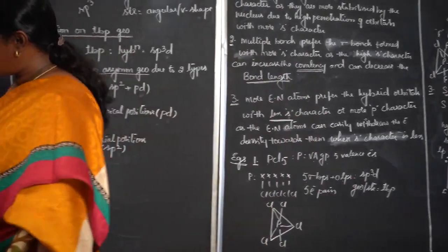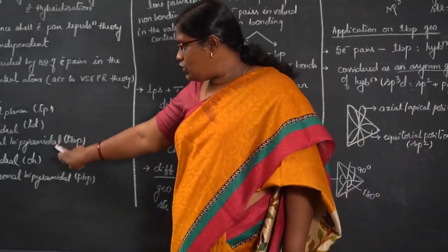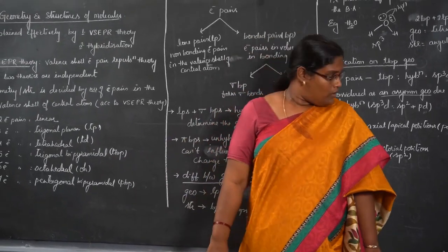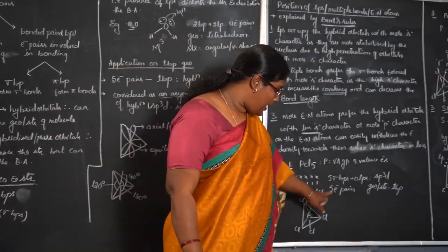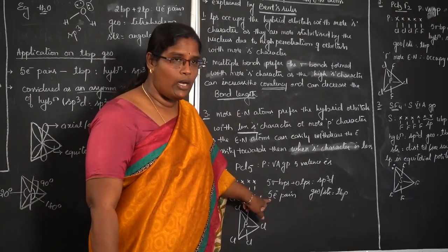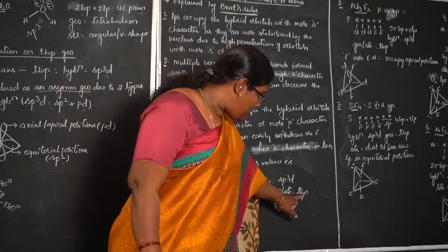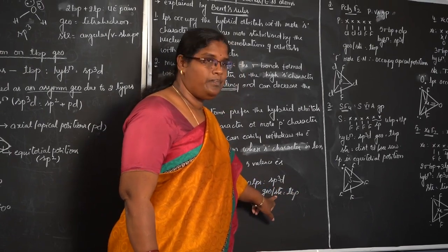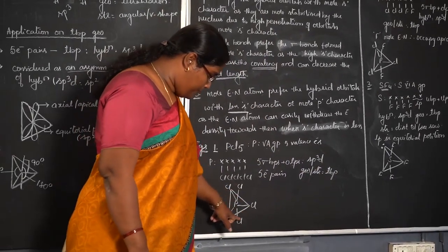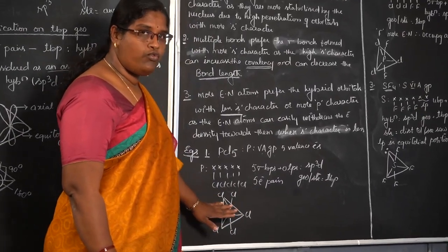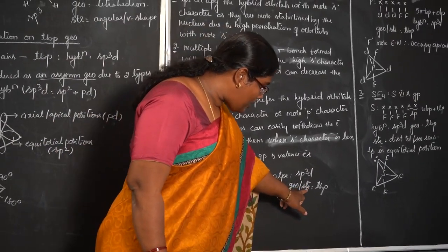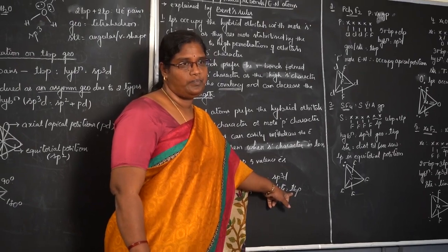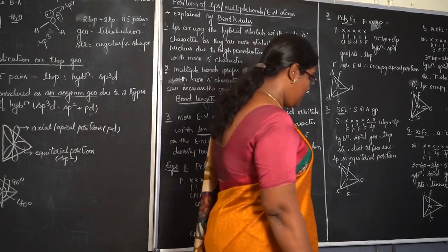And when the number of electron pairs is 5, the geometry will be trigonal bipyramidal. So here we get trigonal bipyramidal geometry. And what would be the structure? Here there are no lone pairs. Therefore, the geometry or the structure of the molecule is the same, that is trigonal bipyramidal.